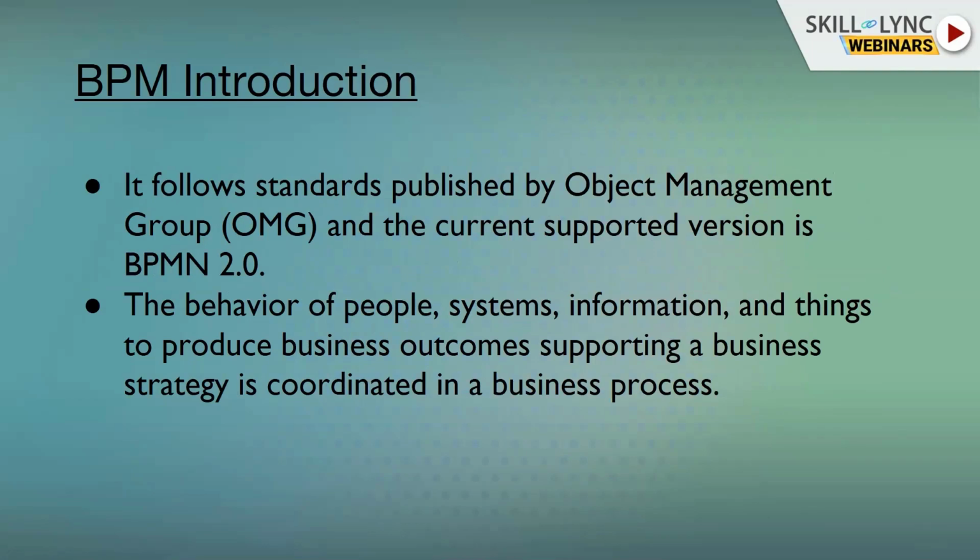It is a very important aspect whenever we design a BPMN process. It depicts the behavior of people, systems, information, and things to produce the business outcomes. Supporting a business strategy is coordinated in a business process. So what it means is whenever we design a process flow, we should understand who the people are who are going to use it. In an organization, let's say I'll talk about a leave application, I should know who all the participants are going to use the workflow or process which I'm designing.